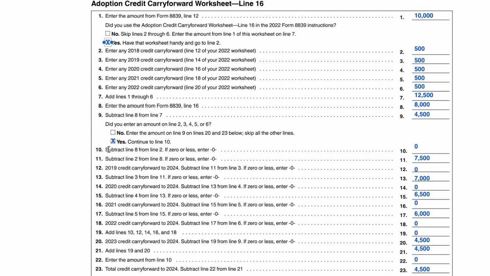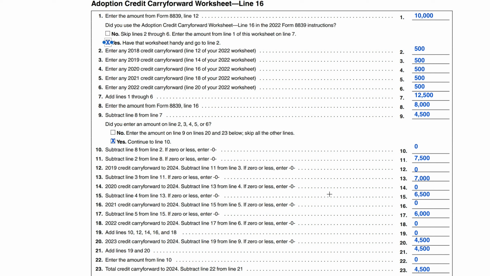So line 10, we subtract line 8 from line 2. So that's if it's 0 or less, we enter 0. So subtracting $8,000 from $500, that gets us a negative number. But if we do it the opposite way, we get $7,500. Then we subtract the line 11 amount from line 3. And again, subtracting $7,500 from the $500 means that it's 0. But if we do it the other way, we're reducing that balance by $500.